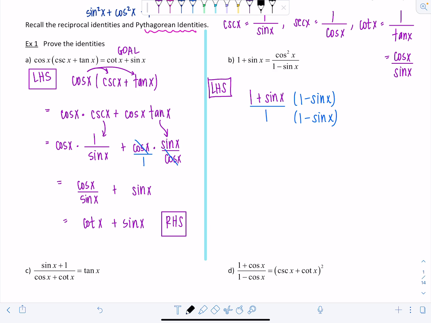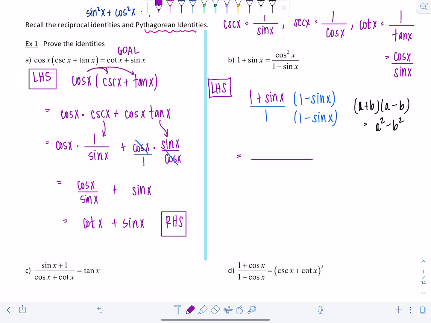Conjugate pairs are anytime you have two terms and between them is addition, and then between the other same two terms is subtraction. Those are conjugate pairs. And conjugate pairs come up a lot of the time in trig proofs and trig identities, because when we multiply them out, we get a difference of squares, a squared minus b squared. And a lot of the time that lets us use a Pythagorean identity. So let's see what's going to happen.